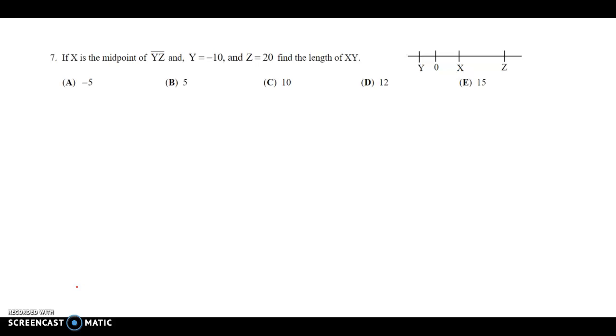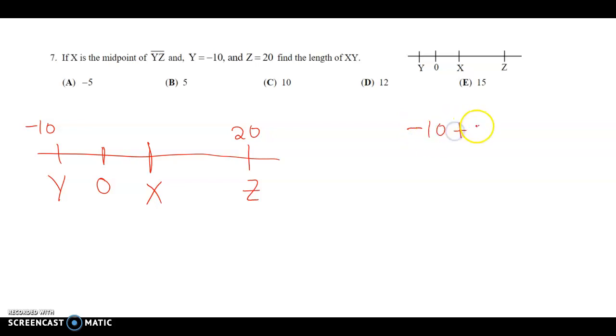For number 7, we have a figure given, and we're told that x is the midpoint of yz. And they happen to tell us that 0 is over here, so that we know that y must be a negative value. If x is the midpoint of yz, and we're told that y has a value of -10, and z has a value of 20, then the midpoint formula says that we're going to add -10 and 20 and divide them by 2, so take their average. So x must have a value of 10 over 2 or 5.